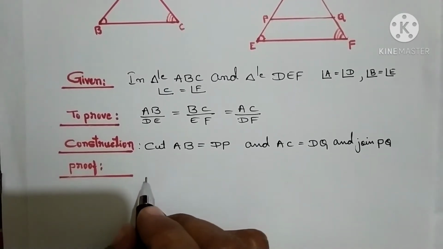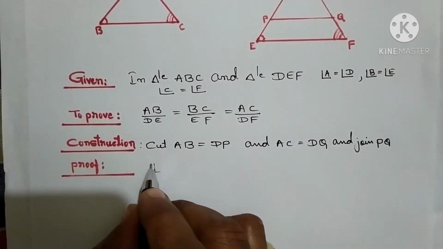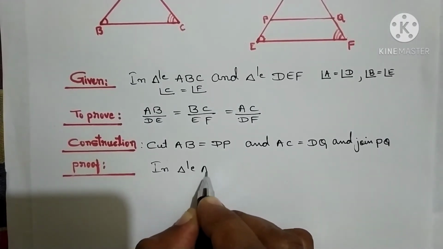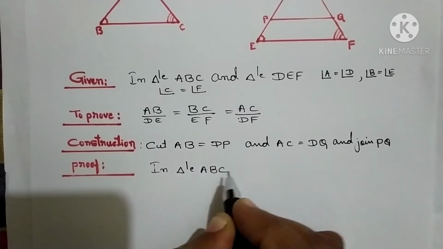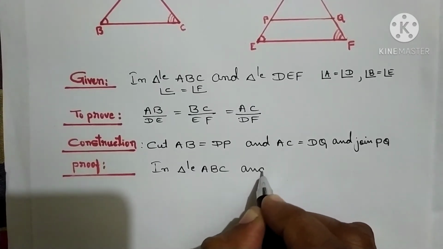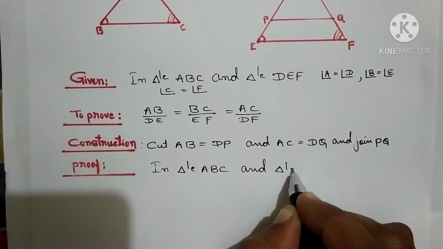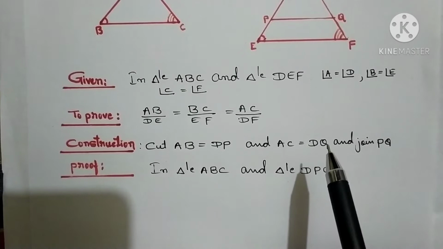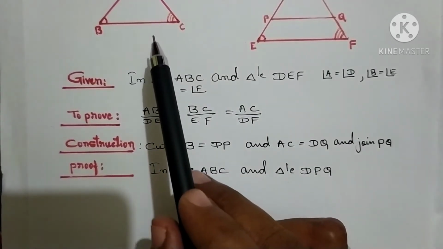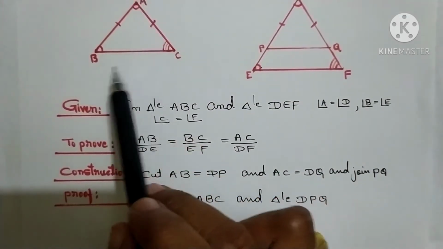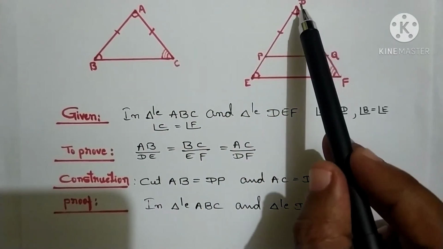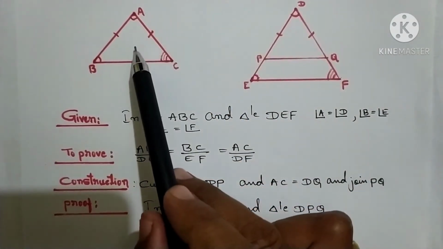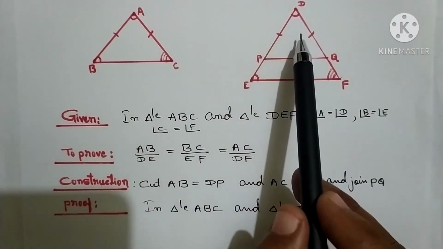So here in triangle ABC and triangle DPQ. Which two triangles do we take here? Triangle ABC and triangle DPQ. Understood? So these two triangles we have to see first.